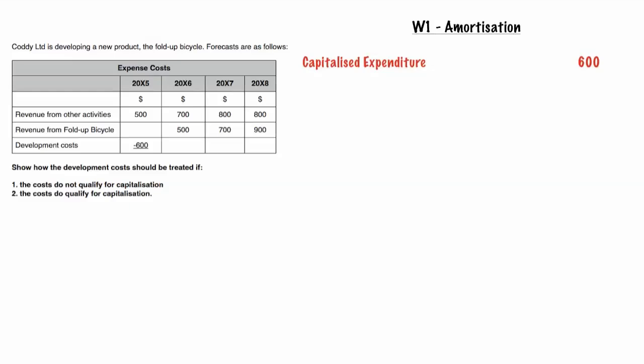your capitalized expenditure. I'd like you to work out what the total projected sales from our new product, the fold-up bicycle, are. And then I'd like you to calculate the amount of amortization for each year based on the sales in that year. So we need the total sales for the 3 years, and then you need to pro rata the amortization based on the sales per year. So pause the video now and see if you can do that.